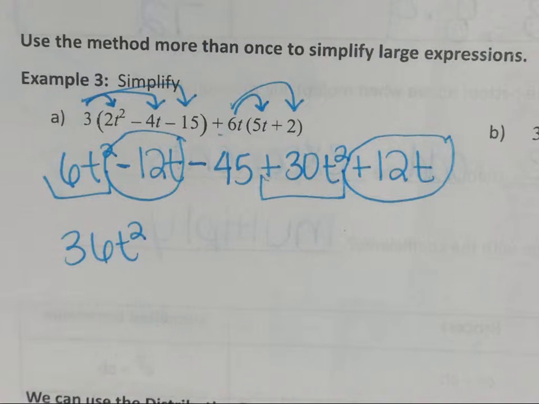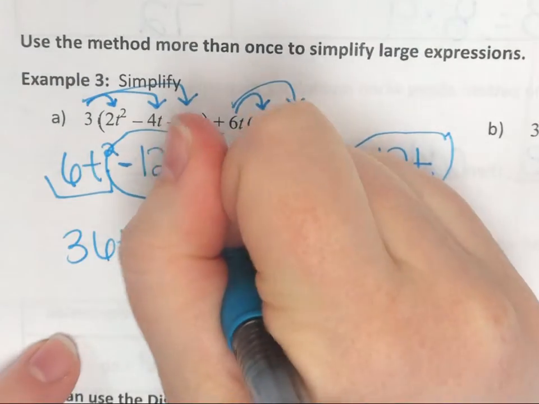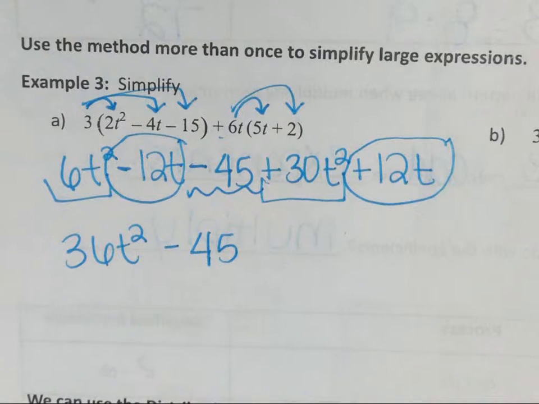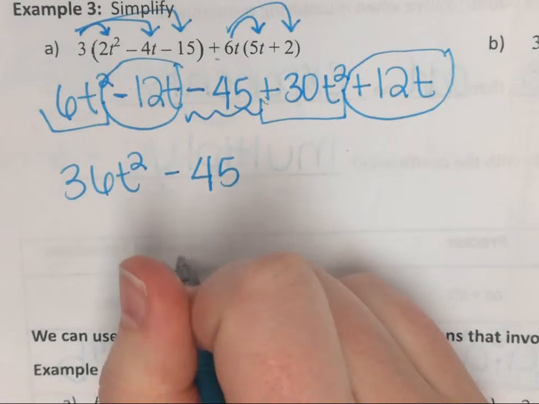And who is still over here by his lonesome? Minus 45. If you paid attention while I did things, what's 6 times 2?